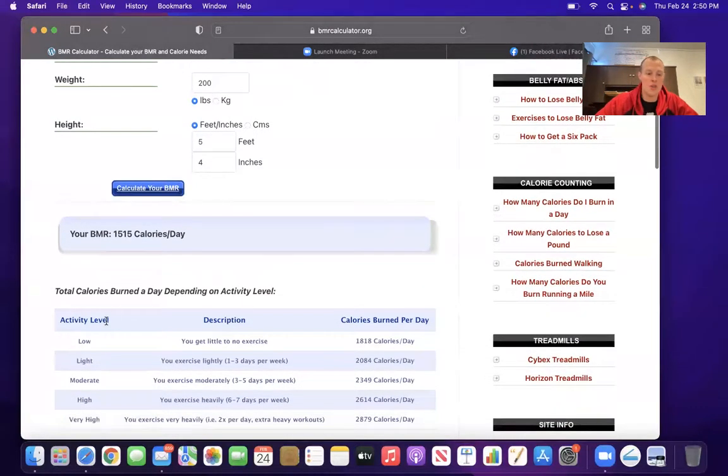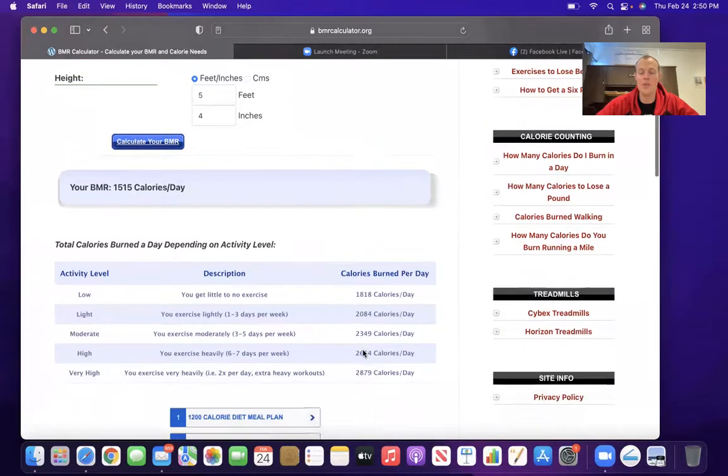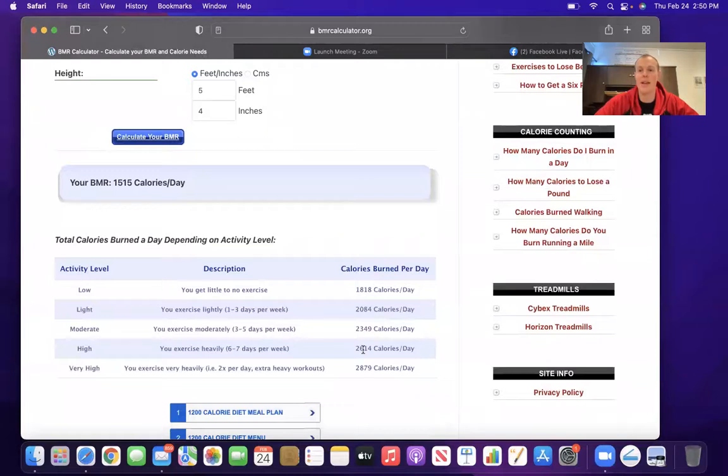So all you have to do is scroll down here. So maybe there's low, you get little to no exercise. Maybe it's light. This is pretty much the average where I start most people working out 1 to 3 days per week. And so that same person, if they are working out 3 days per week, is burning about 2,000 calories. All of these are just a ballpark to get you started. Typically, they will need some adjustments as you go. So we're going to go 2,000 calories here for that person.